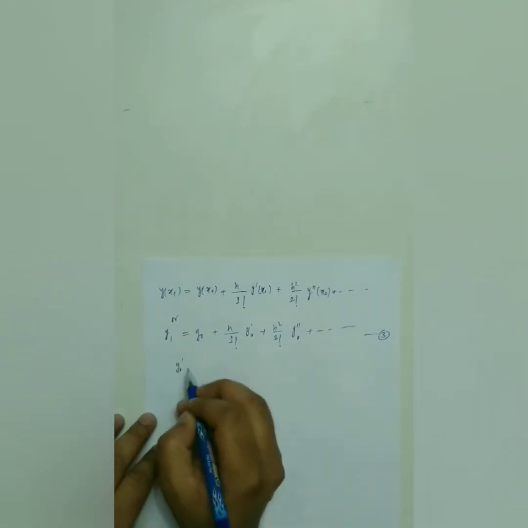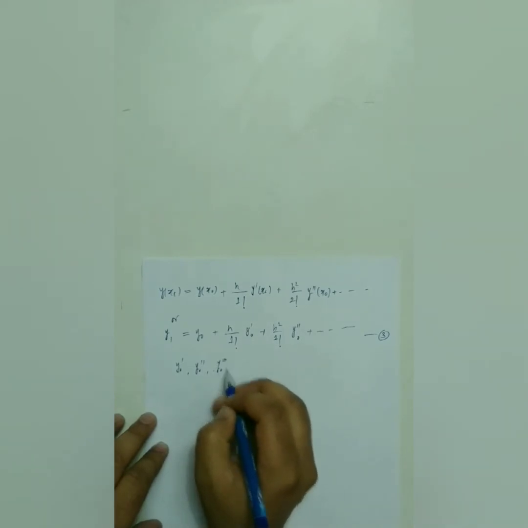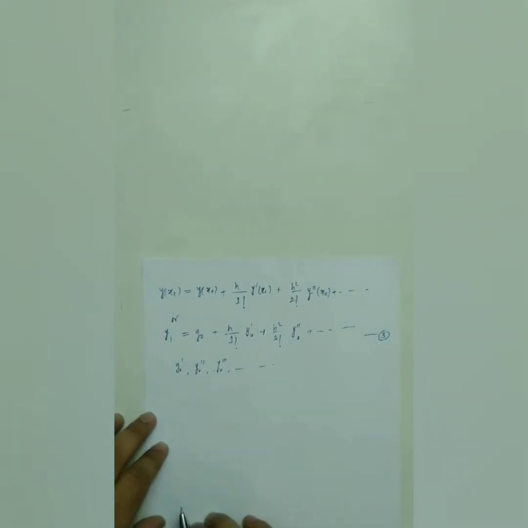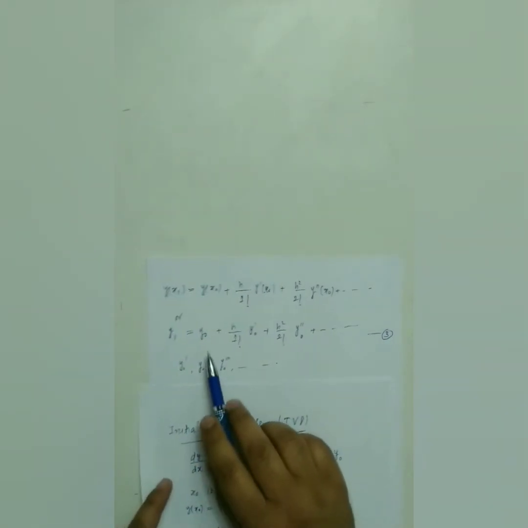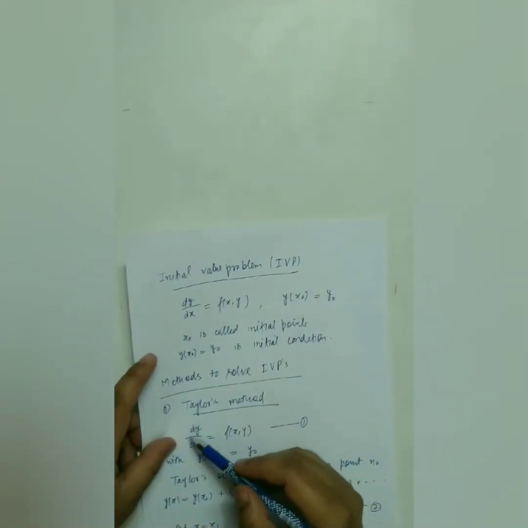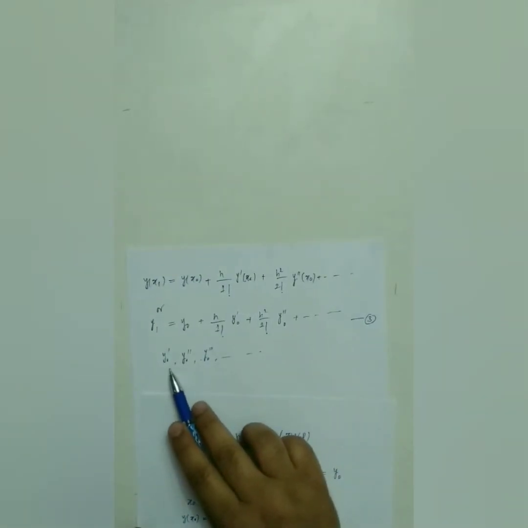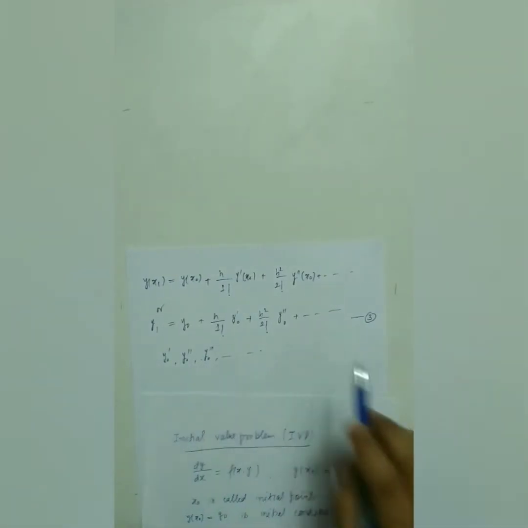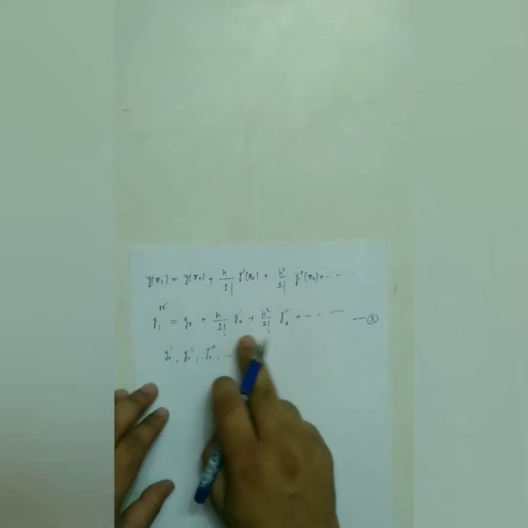Here y naught, y dash naught, y double dash naught, and so on can be found using equation number 1. In this equation we are given that y at x naught equal to y naught. This is the first one. Now when we differentiate this equation, we will get y double dash, and when we use these values we can get y double dash naught, y triple dash naught, and so on. So by using this first equation we can find all these values.